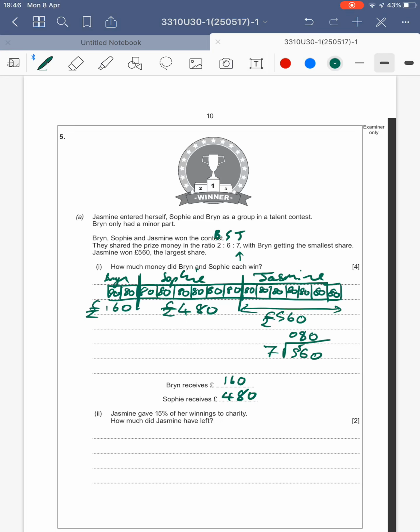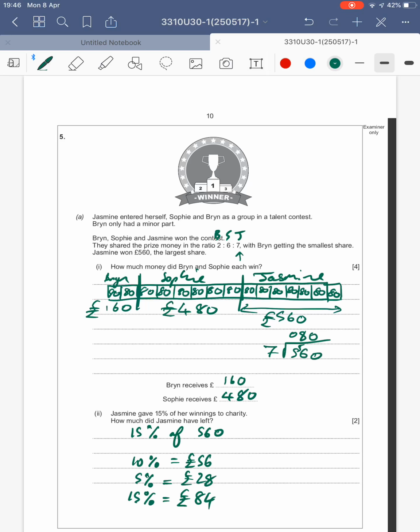Okay, it says that Jasmine gives away 15% of her winnings to charity. How much does she have left? So if we work out 15% of 560, that will tell us how much she's given to charity. So we can work out 10%. So we just divide by 10, which is £56. 5% is going to be half of that, which is £28, and then 15% will be those two added together, which is £84. So that's how much she's given to charity.